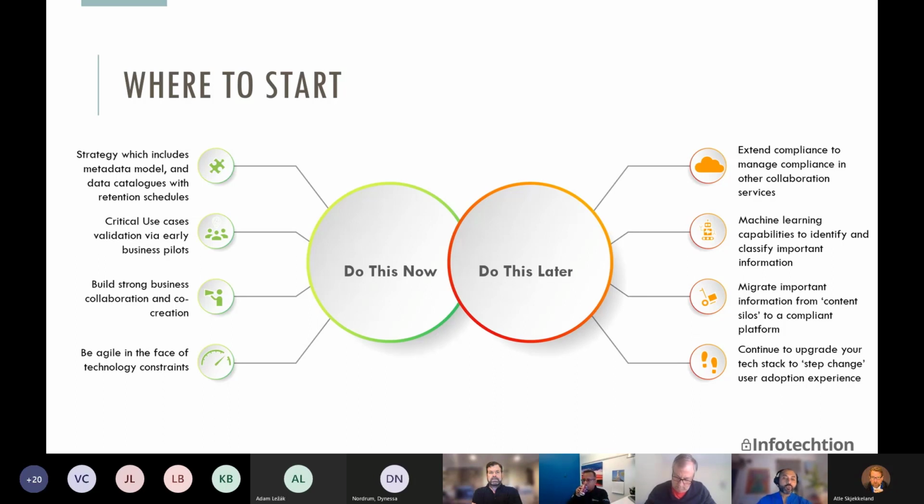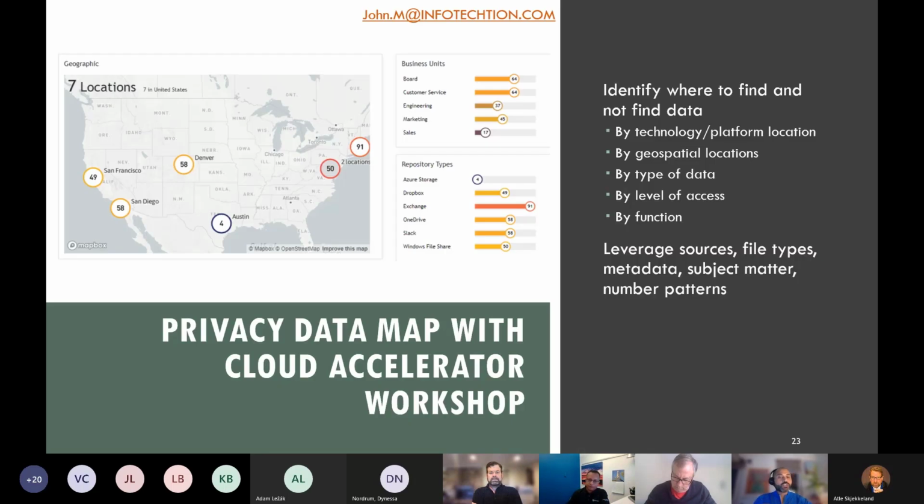etc. And actually, even before that, I'm just going to come on to the next slide. You could look at the Cloud Accelerator workshop, which helps you map your privacy data across the organization, across geographies, etc. That's a great way to get started and strengthen your business case about whether you should invest in compliance or not.